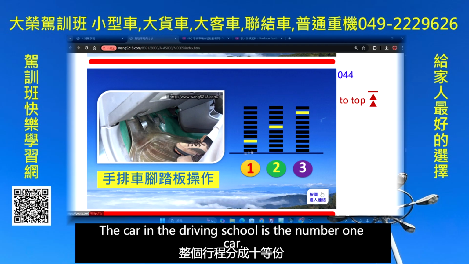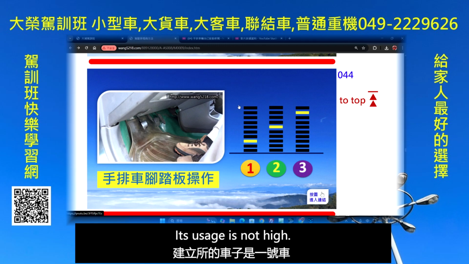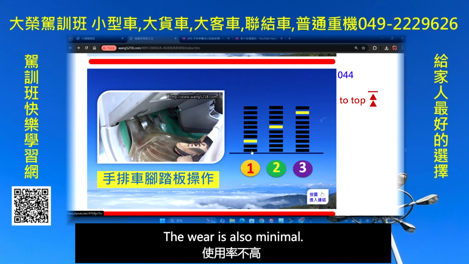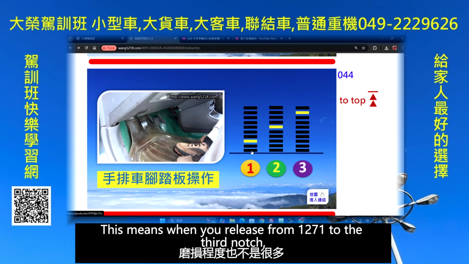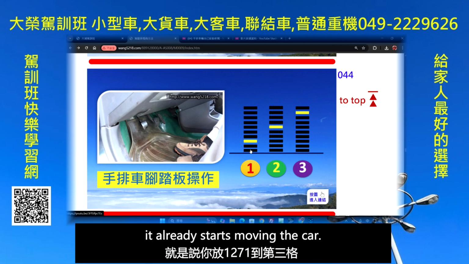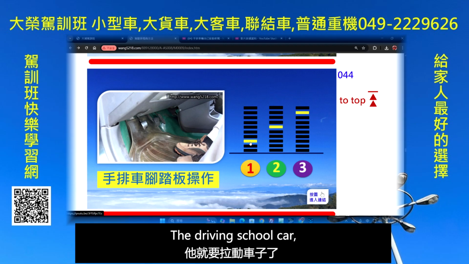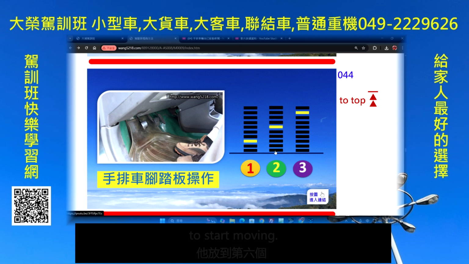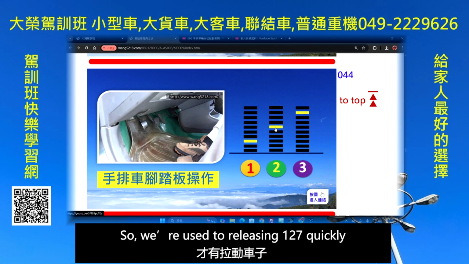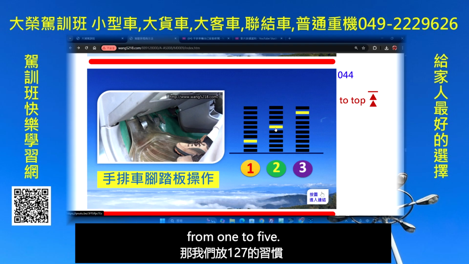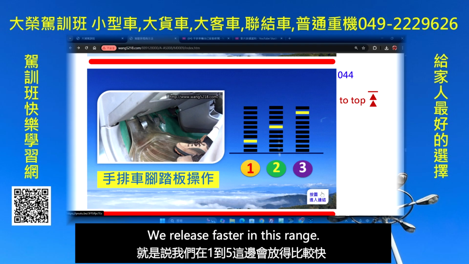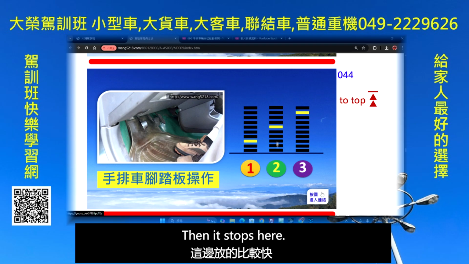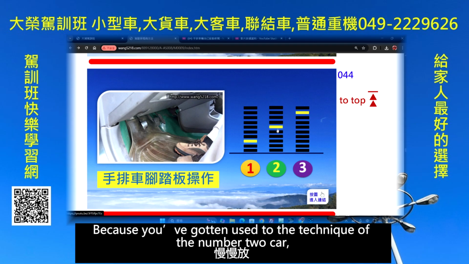The car in the driving school is the #1 car. Its usage is not high. The wear is also minimal. This means when you release from 1 to the 3rd notch, it already starts moving the car. Let's assume the other driving school car is the #2 car. It needs to be released to the 6th point to start moving. So we're used to releasing quickly, from 1 to 5. We release faster in this range. Then it stops here. Release slowly.